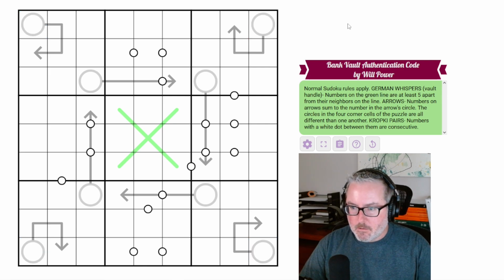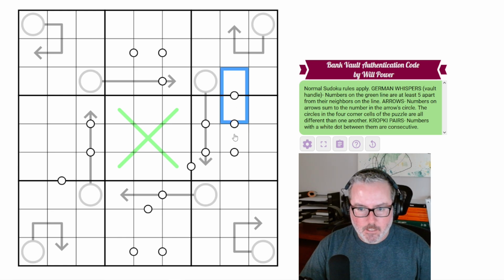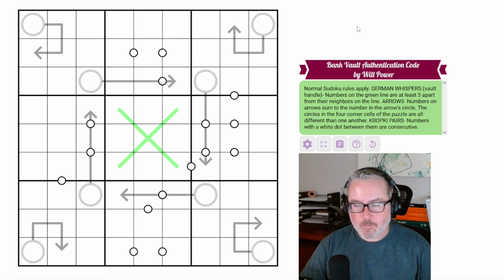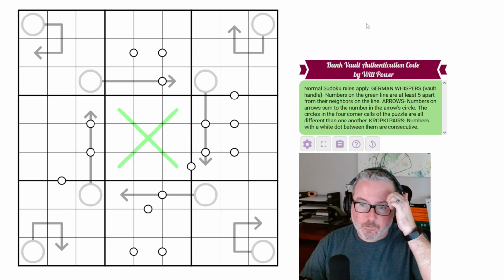Then we have Kropki pairs. So numbers with a white dot between them are consecutive. And that goes for any of these guys. So these 2 are consecutive, these 2 are consecutive, these 2 are consecutive, etc., etc. So hopefully the rules are pretty straightforward.